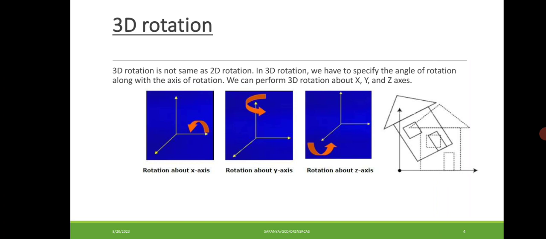The next is 3D rotation. 3D rotation is not the same as 2D rotation. In 3D rotation, we have to specify the angle of rotation along with the axis of rotation. We can perform 3D rotation about the x, y and z axes. Here in the picture, the first one is rotating using the x axis, the second one is rotating using the y axis, and the third one is rotating using the z axis.